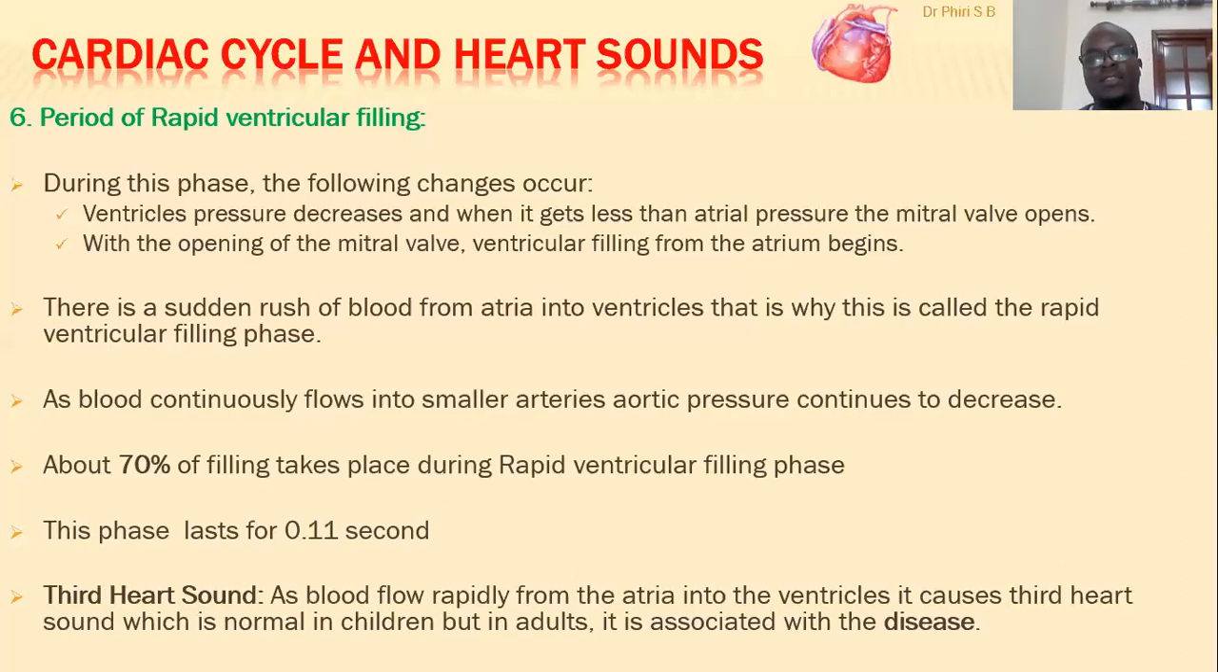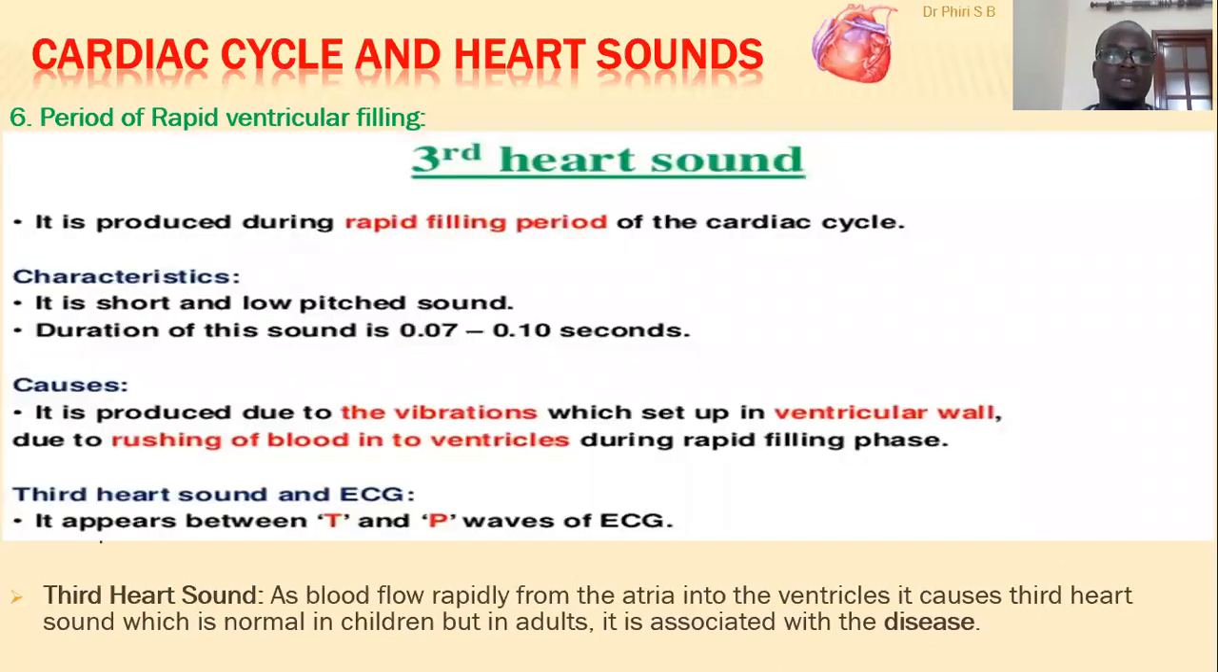So as this blood is rushing into the ventricles, then that splashing sound you're going to hear is the third heart sound, which is normal in children. But in adults, if you're getting the third heart sound, it's associated with a disease. So the third heart sound is produced during the rapid filling period of the cardiac cycle. Characteristics: it is a short and low pitched sound. Duration is about 0.07 to about 0.1 seconds.